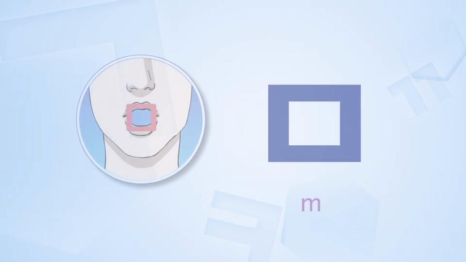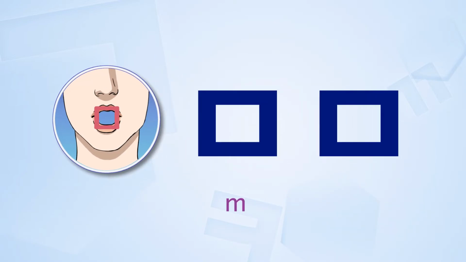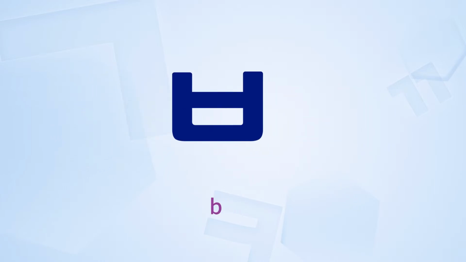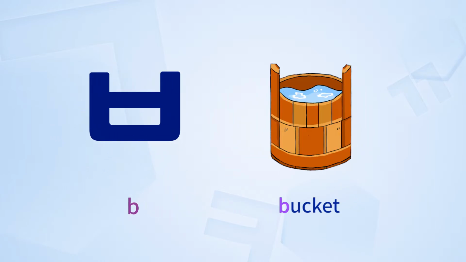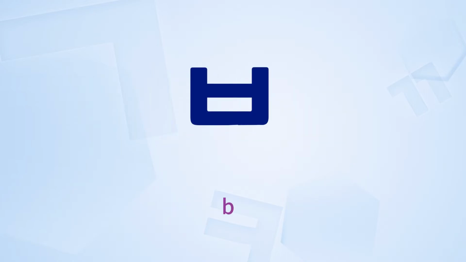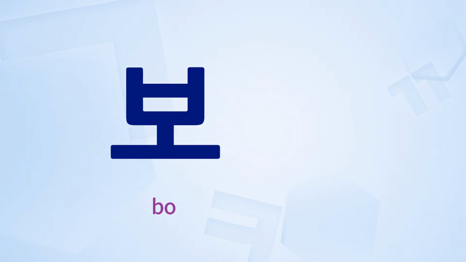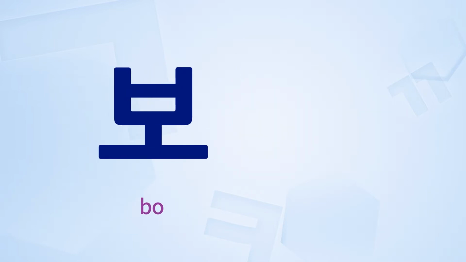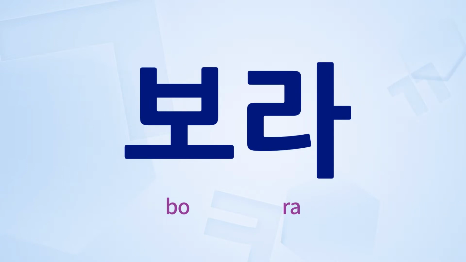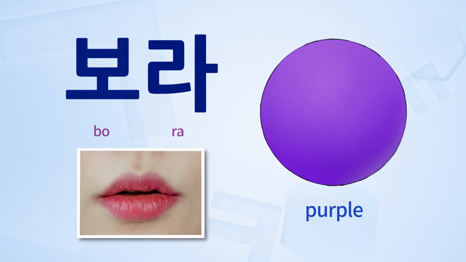The letter biup is made by adding 2 strokes to the top of the mium. Shaped like a bucket, b is a breathy stop plosive pronounced similarly to b. When o is added to b, it becomes the syllable bo. When ra is combined with bo, it becomes bora, which means purple.